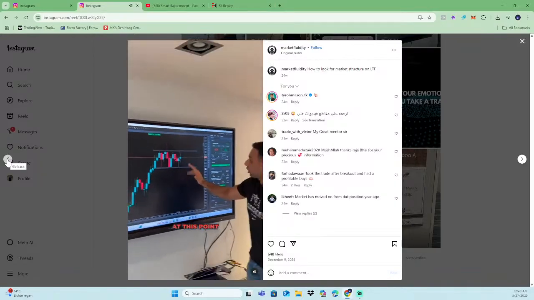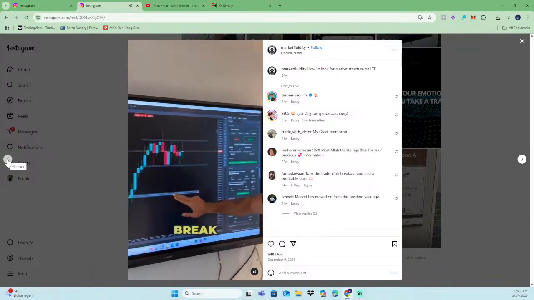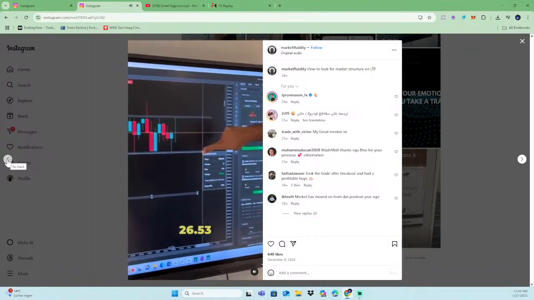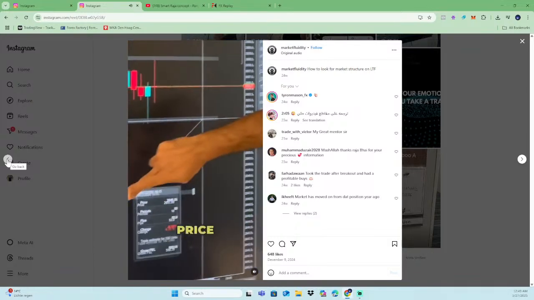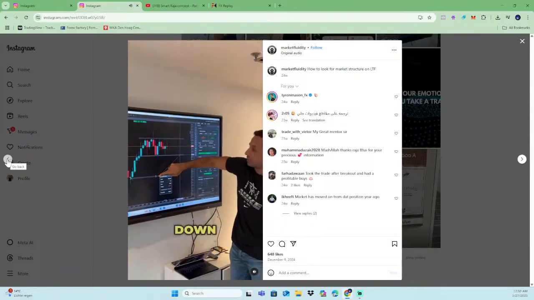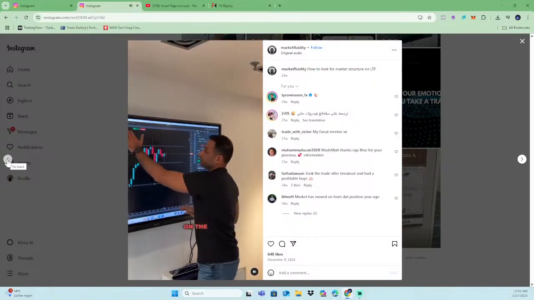At this point, all you have to do is wait to see whether we can break below this price, 26.53, because if we do break below this price, you have a 57 to 58 pip range for price to move down.